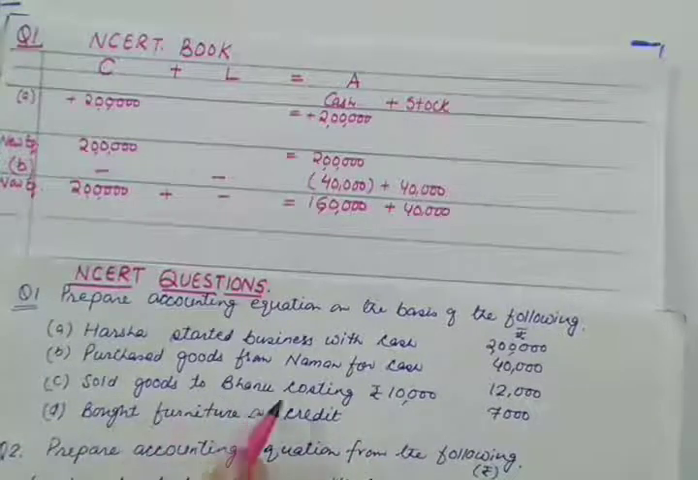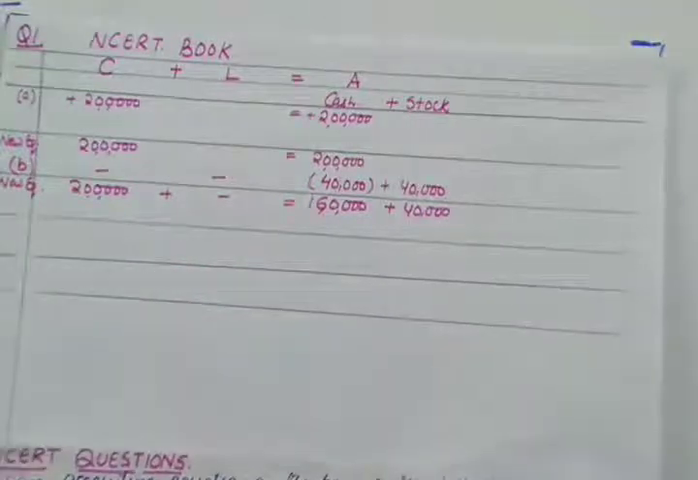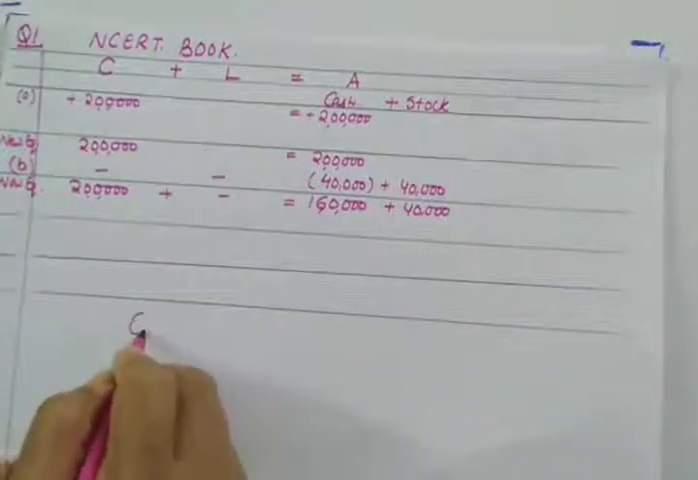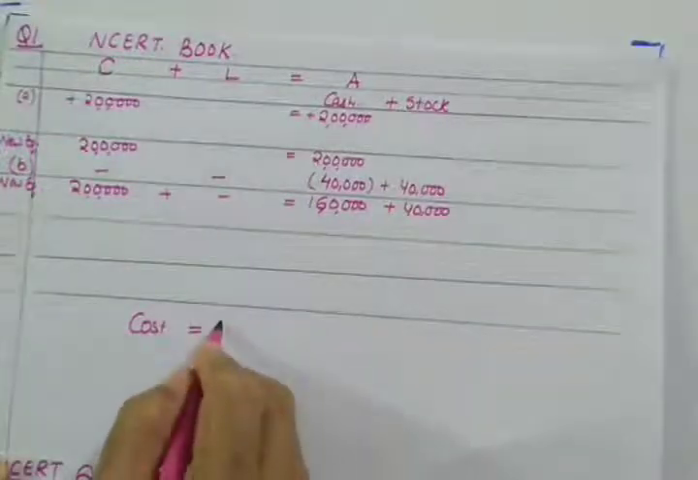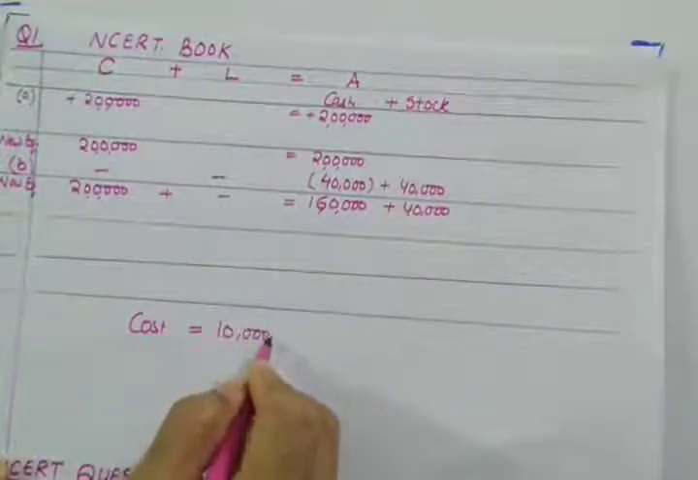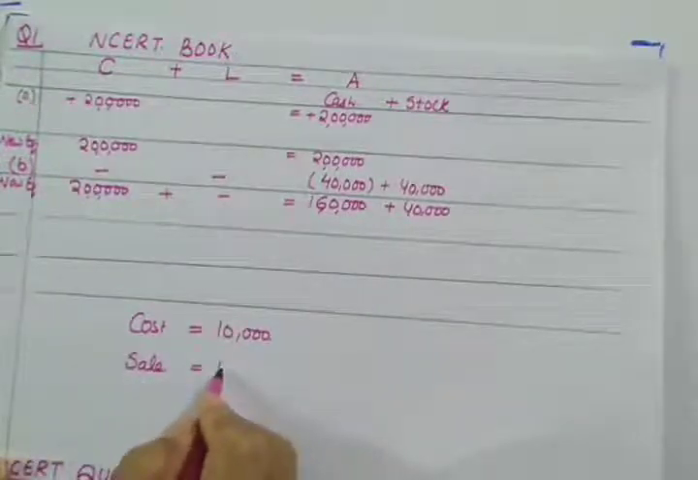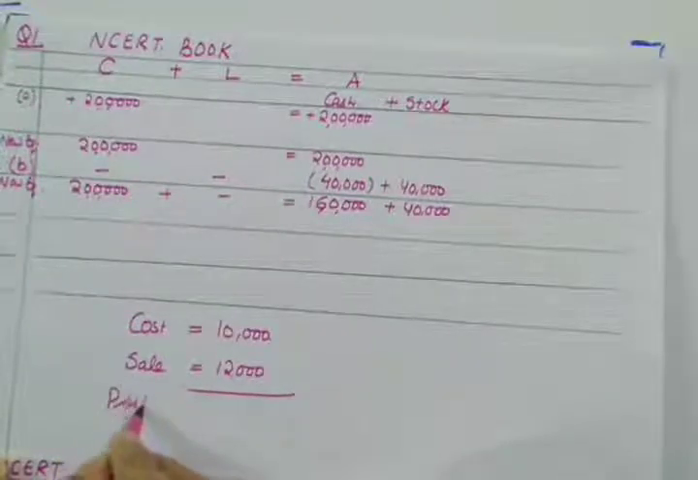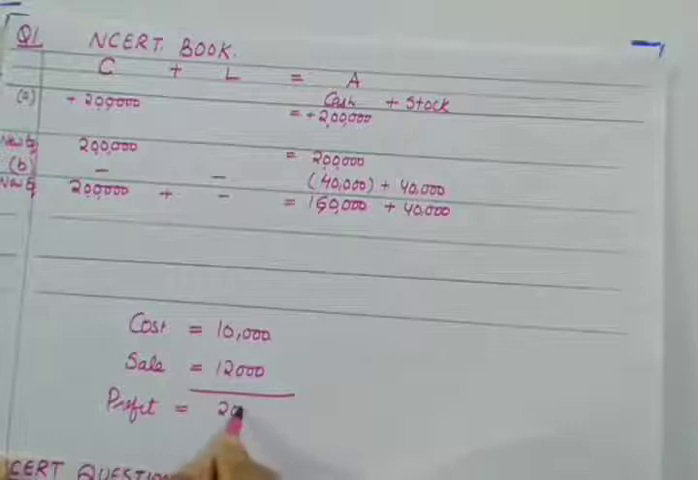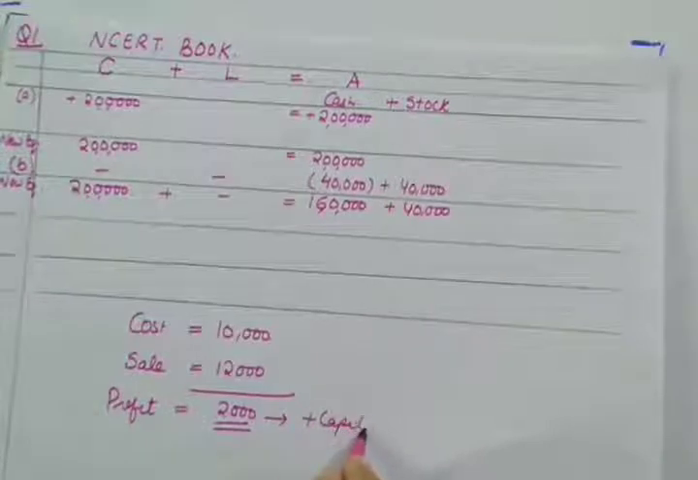Sold goods to Bhanu costing rupees 10,000 for 12,000. So what is happening in this particular transaction? Your cost is how much? 10,000, while the sale price is rupees 12,000. So in this case, firm is earning a profit of rupees 2,000. So what is to be done when firm earns a profit? This will be added to capital, number 1.